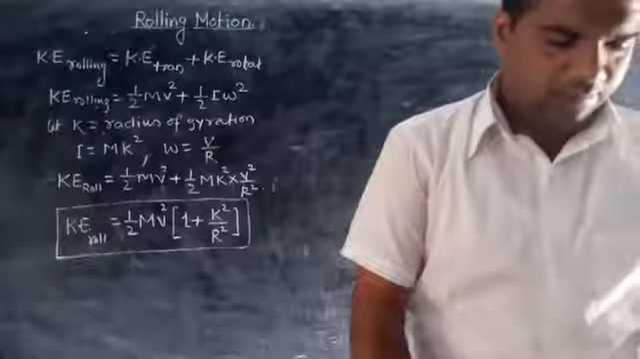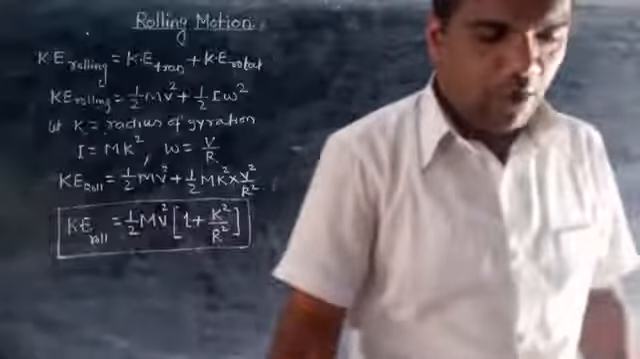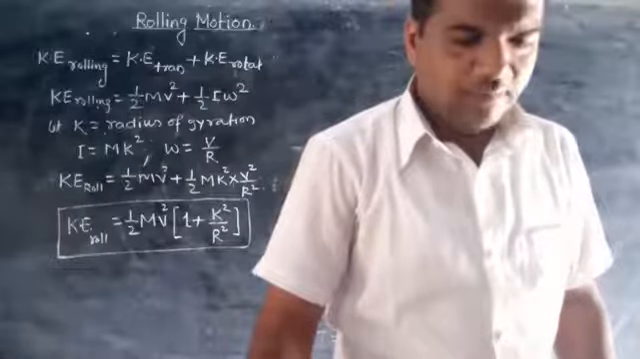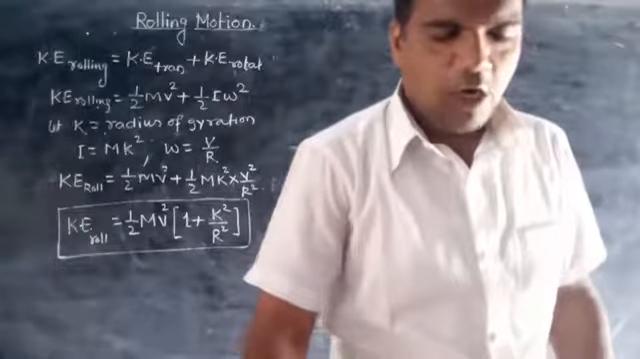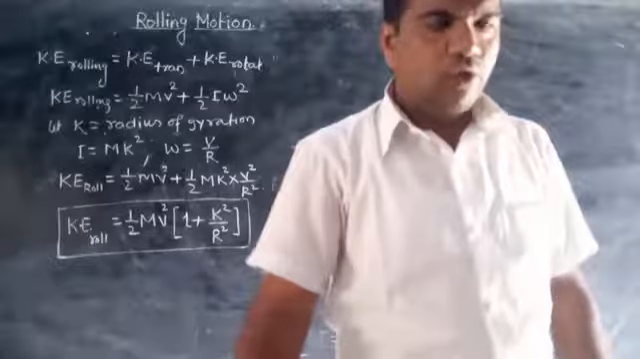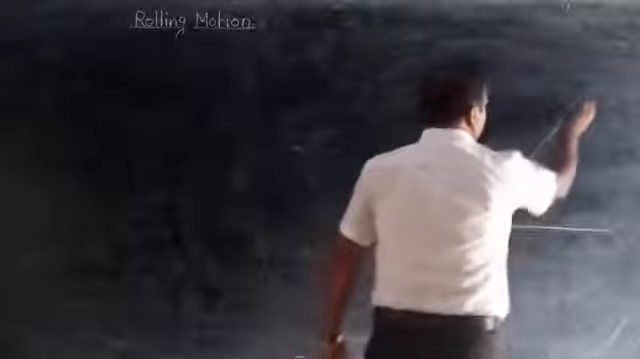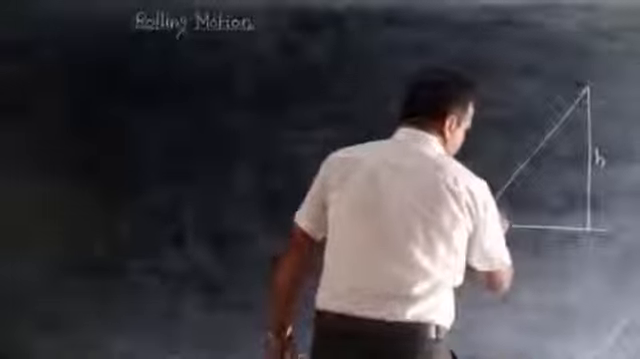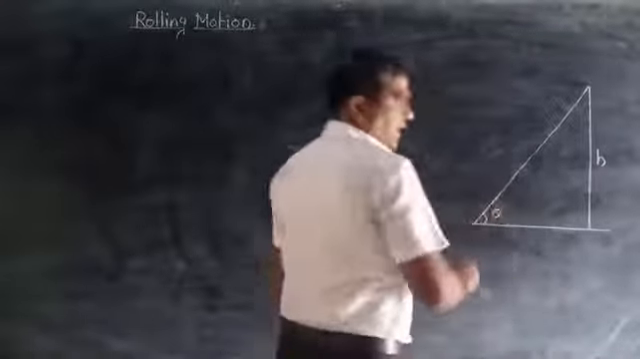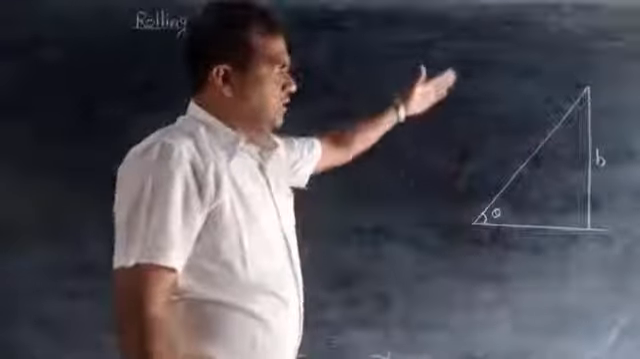Using this expression, we have to derive an expression for linear acceleration and speed of a body performing rolling motion on an inclined plane. So we consider an inclined plane on the horizontal surface. Suppose this is the horizontal surface and this plane is inclined on this horizontal surface. This is the perpendicular height h. Theta is the angle of inclination, which means this surface is inclined.